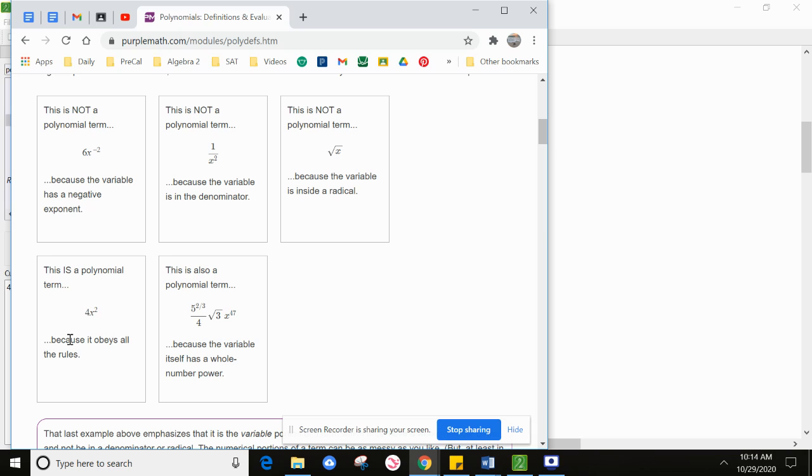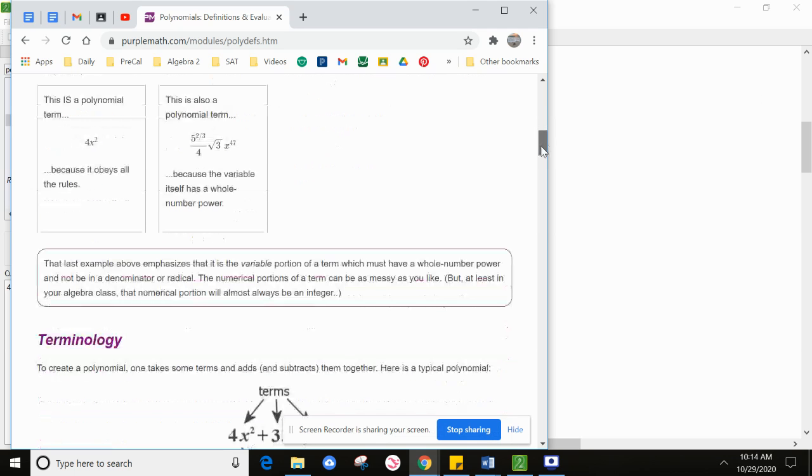Examples of things that are polynomials would be something like 4x squared, because it does obey all those rules. It does not have a negative exponent. It does not have a variable in the denominator. It does not have the square root of a variable. And believe it or not, the example next to this is also a polynomial term. It is okay because the exponent is on the variable, and it is not in any of these places. The square root of 3 is just a number. 5 to the 2/3 power is actually just a number. So that one is okay, believe it or not, as crazy as it looks.